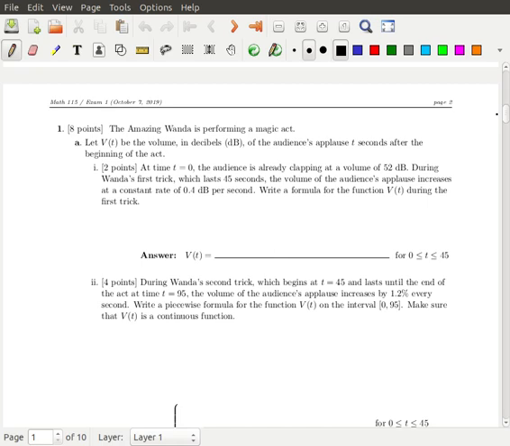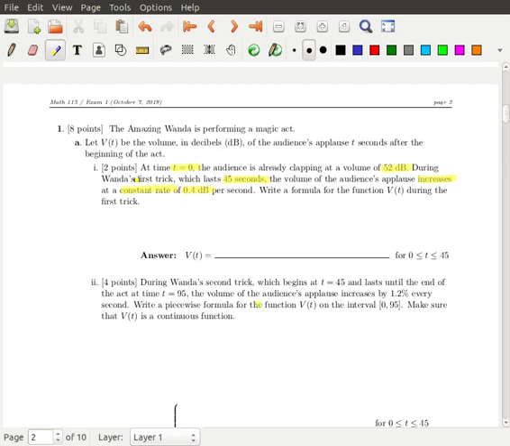The amazing Wanda is performing a magic act. Let V of t be the volume in decibels of the audience's applause t seconds after beginning the act. At time 0, the audience is already clapping at 52 decibels. Oh, another thing I'm going to be doing throughout is highlighting stuff. So at t equals 0, volume is 52. Wanda's trick lasts 45 seconds. The volume of the audience's applause increases at a constant rate of 0.4 decibels per second. Write a formula for V of t.